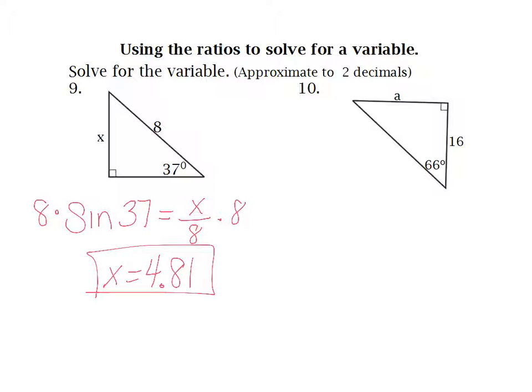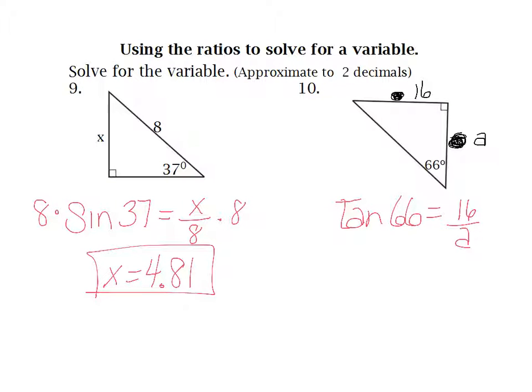Let's try number 10. Now I'm going to edit this, and your note sheet might already be edited, but I'm going to switch this. I would like this to be my unknown, and this up here is going to be my 16. Let's see what we would need here. I've been given this angle, got the right angle first of all. I know the opposite, and I'm looking for the adjacent. Opposite and adjacent would be tangent. Tangent of a 66-degree angle will always have the ratio of the opposite side over the adjacent side.